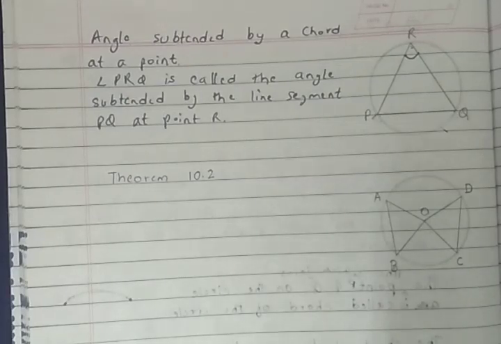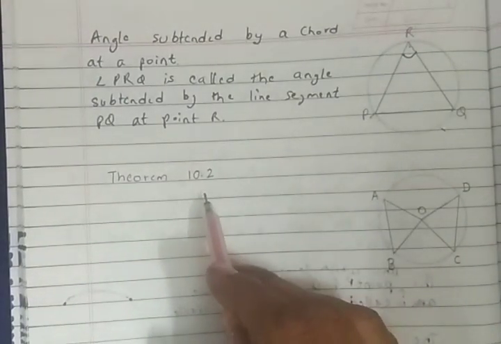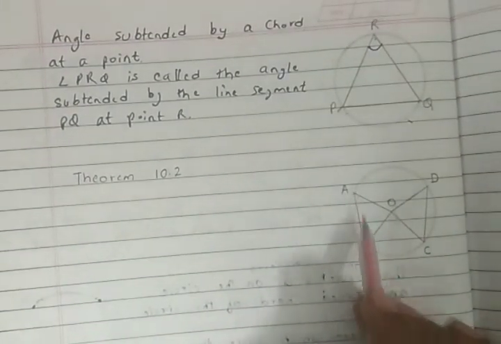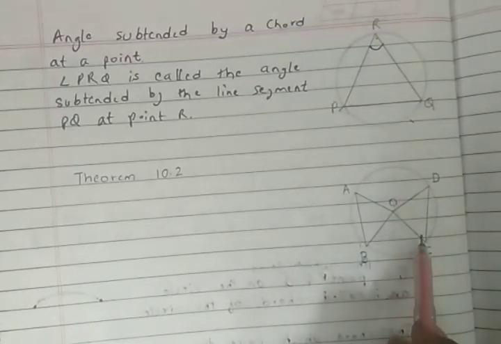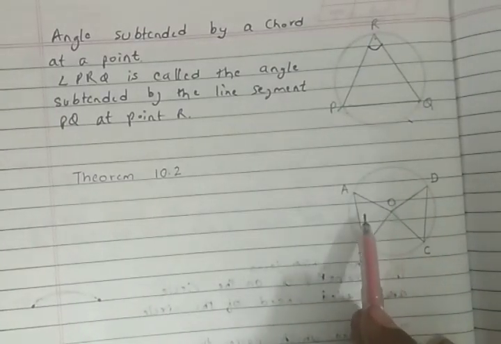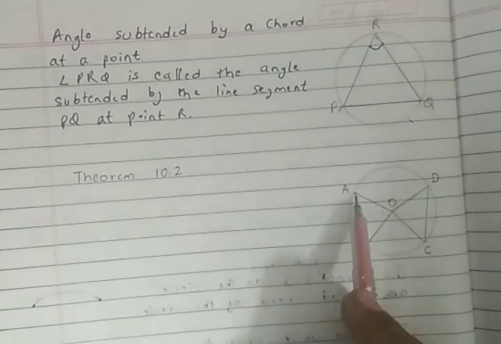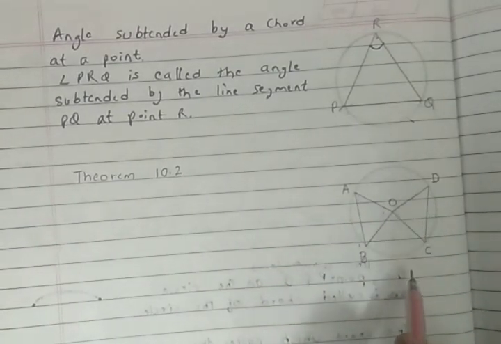Now let's see theorem 10.2. It says that if angles subtended by chords of a circle at the center are equal, if this angle is equal to this angle, then we have to prove that the chords are equal.